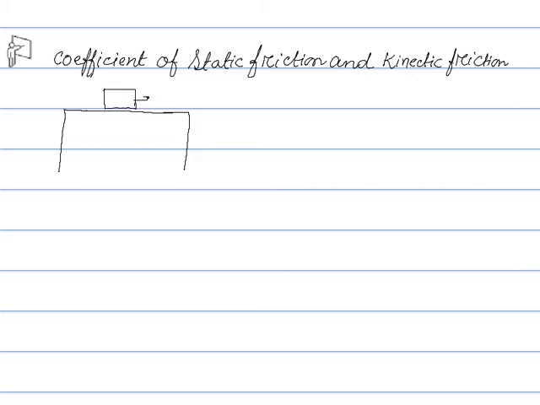Now this is tied with a string and passes over a pulley here and carries a hanger at its free end. Now what are the forces acting on this block here? Say one is the weight of this block, that is the gravitational force mg, that is weight. This is the normal reaction R.